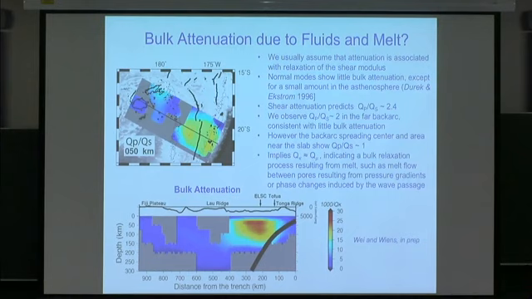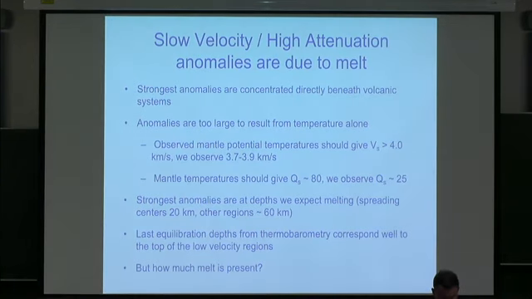If we have bulk attenuation, that implies a relaxation process probably resulting from melt, such as melt flow between the pores resulting from pressure gradients. Another possibility is phase changes introduced by wave passage. If the passage of seismic waves introduces any slight perturbation in the melting properties of the two phases, that would also contribute to absorption of energy, or bulk attenuation. So that's another indication, the fact that the bulk attenuation is concentrated in the area where we expect melt.